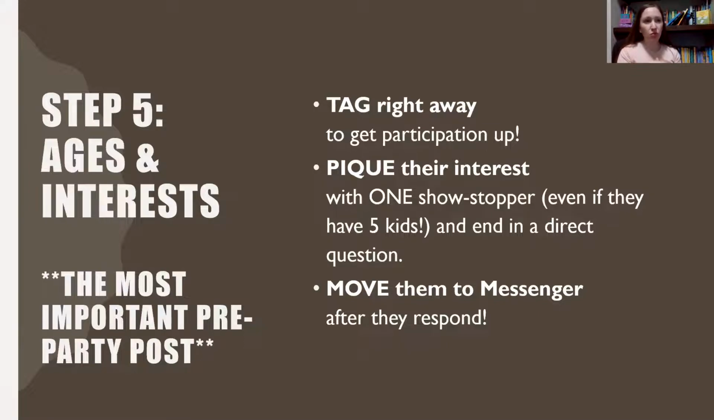Then we pique their interest with one showstopper. Don't show them a million. They're going to get overwhelmed. So even if they have 5 kids, pick one book that will pique their interest, and always end in a direct question. What do you think? How would he like this? Do you already have this one? Isn't this fun? Things like that. Always end in a direct question, because that invites the conversation to continue. Then move them to Messenger after they respond. Because again, step 4, we want them in Messenger. That's how we're going to communicate with them.